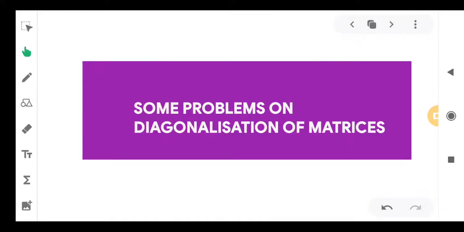That's what I mean. So, some problems on diagonalization of matrices. I'll give you some matrices which are diagonalizable.